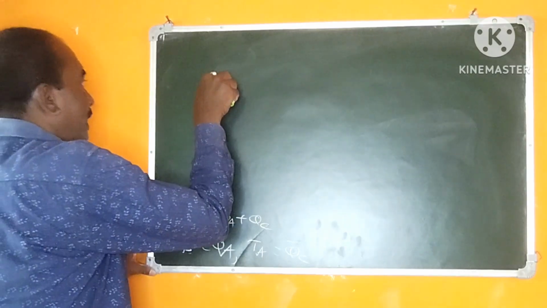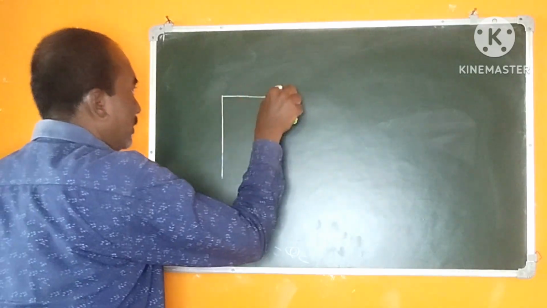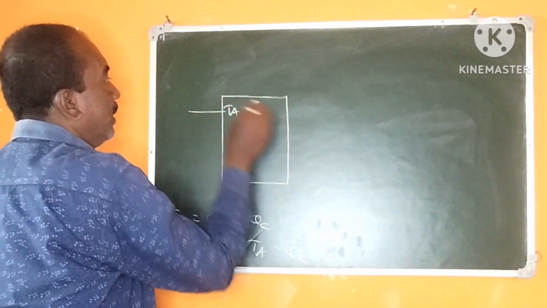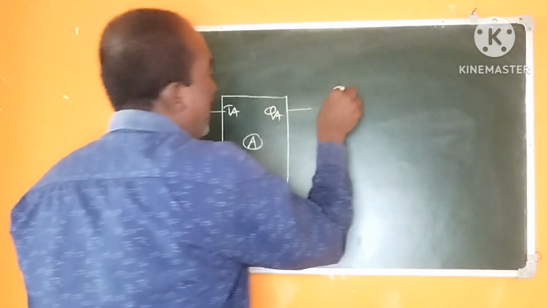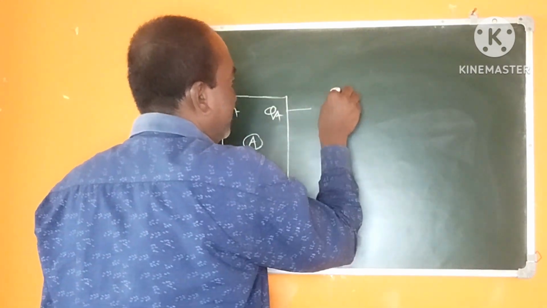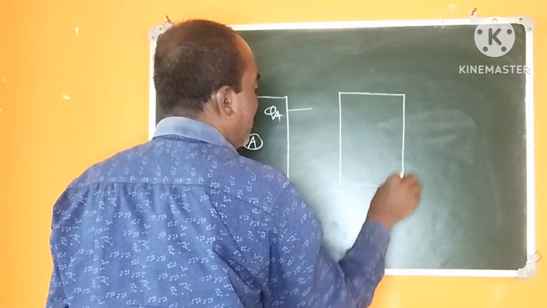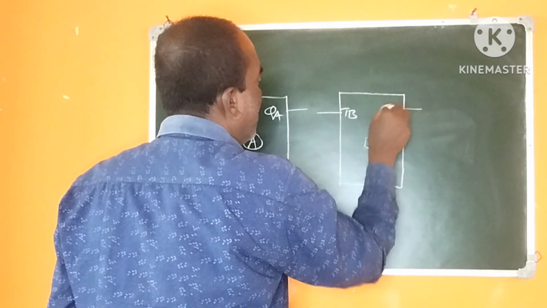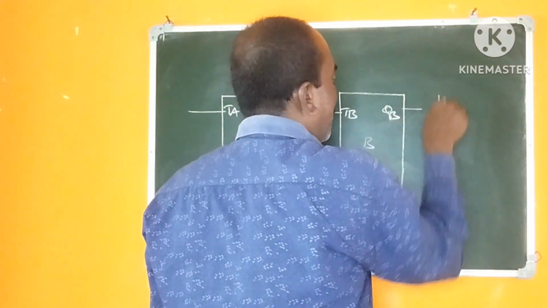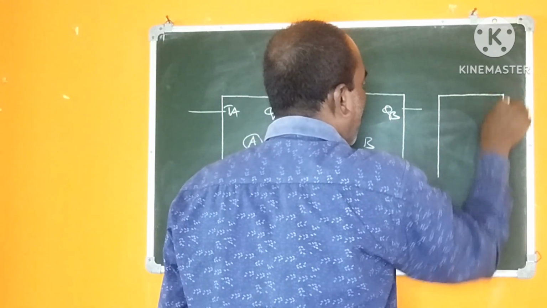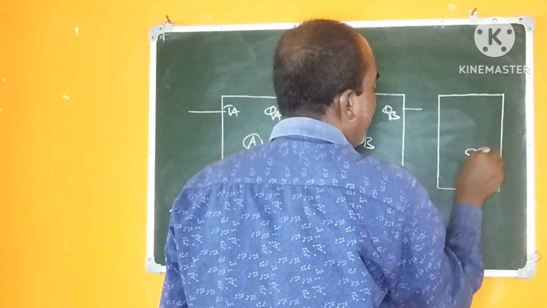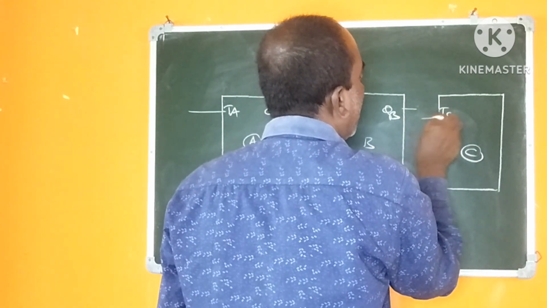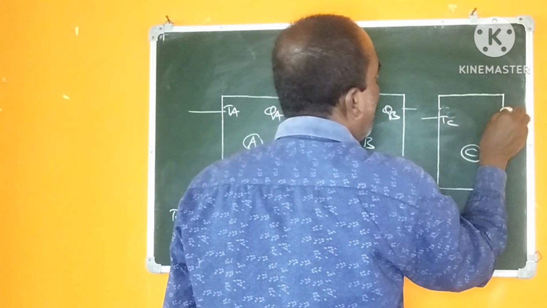Let it be flip-flop A. This is flip-flop A. It is the A flip-flop having the input of TA and this is QA. And this one is the B flip-flop. This is B, and this will be represented with TB and this is QB. And this is the C flip-flop having the input TC, and this one is QC.